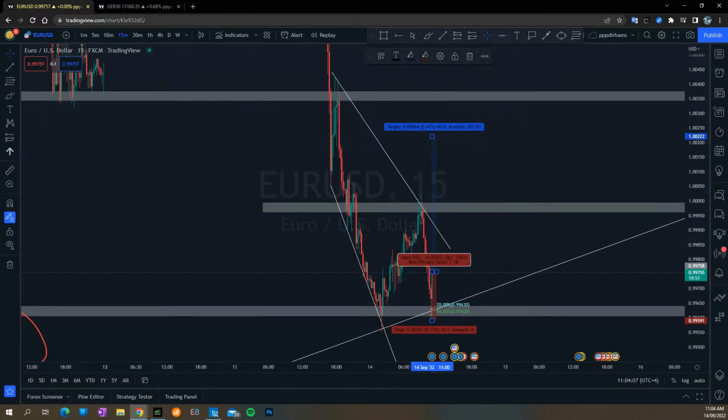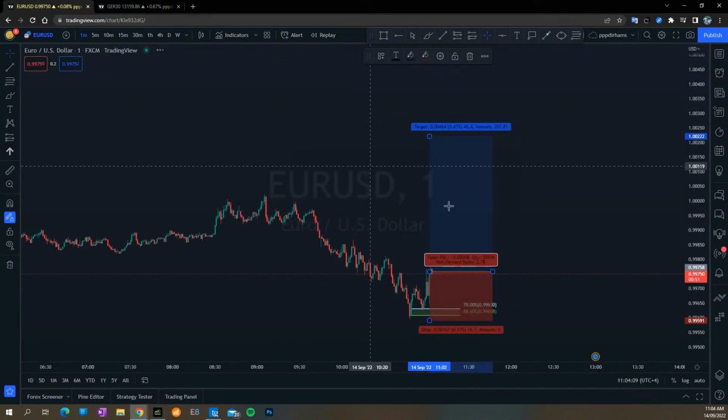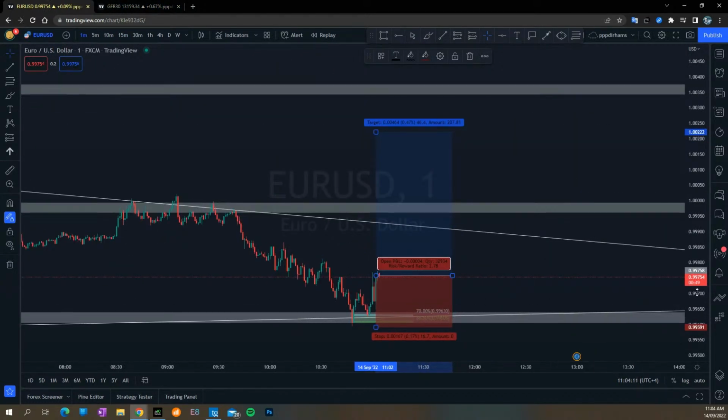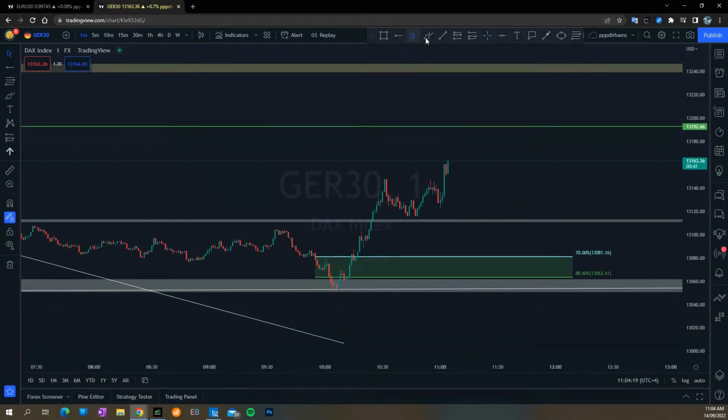That's 46 pips. But do not forget, I'm not going to wait for 46 pips to hit. I'm just going to close it out. Once I see 10 pips complete, I close a large chunk of my positions.